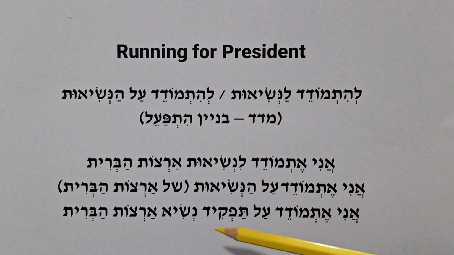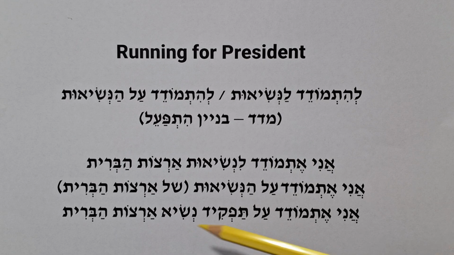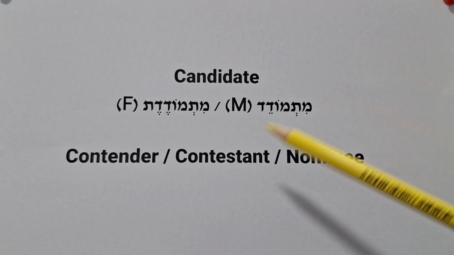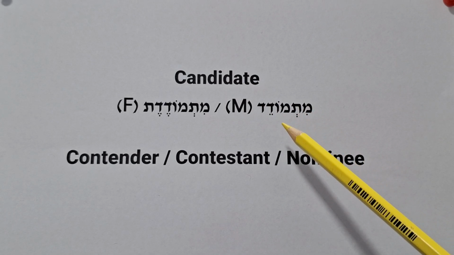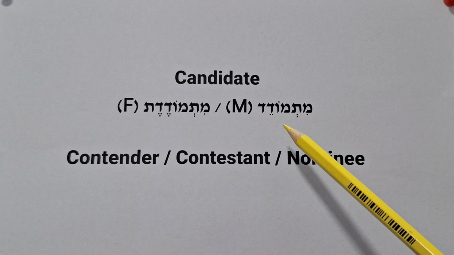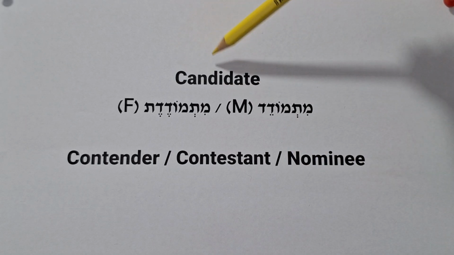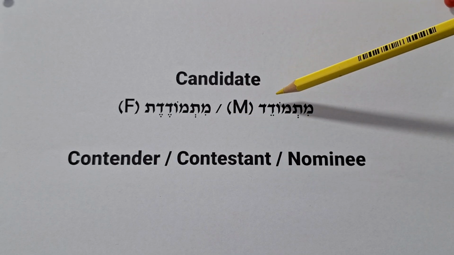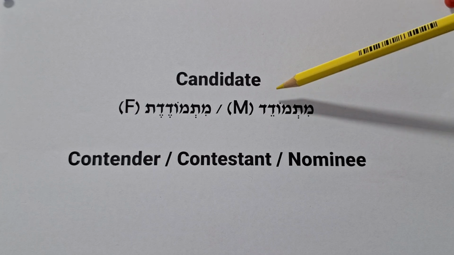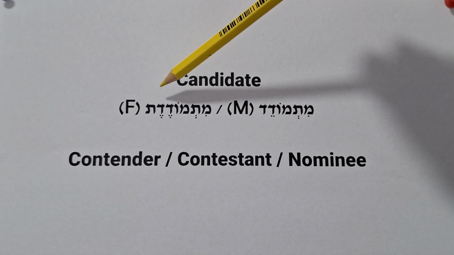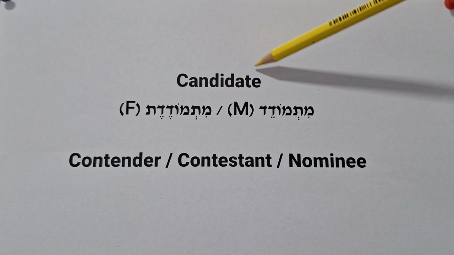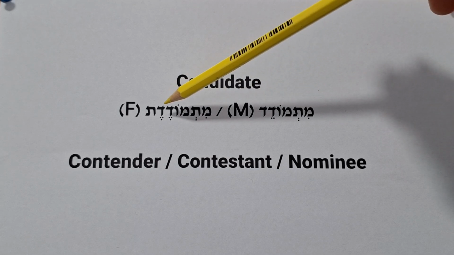אני אתמודד על תפקיד, on the job of, right? אני אתמודד על תפקיד נשיא ארצות הברית. This looks familiar, right? So after אני אתמודד, the word candidate in Hebrew, if you're a guy, מתמודד. So Trump is מתמודד, המתמודד, and Harris, Kamala, is המתמודדת. מתמודדת is the candidate. So מתמודד, מתמודדת.